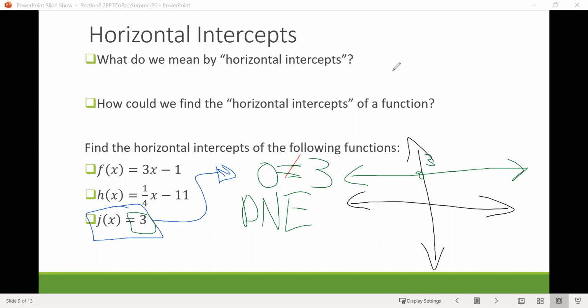And notice that that line, no matter how much we extend it in one direction or the other, whether we go this way or this way, it's never going to intersect the horizontal axis. So that's why in this case there are no horizontal intercepts.